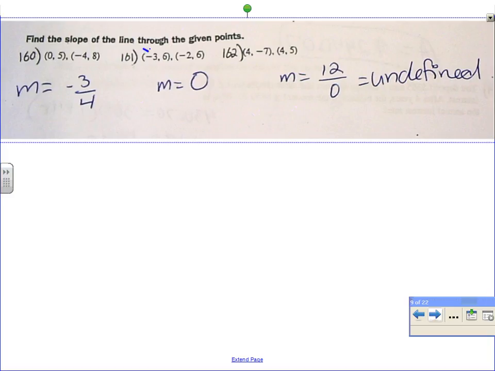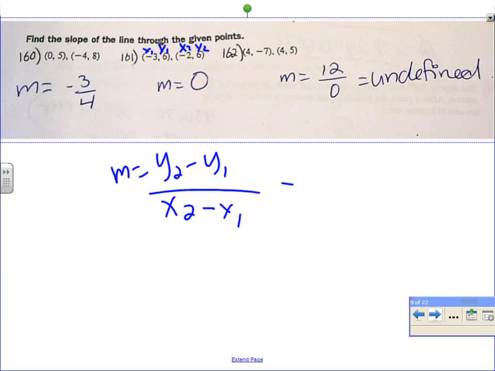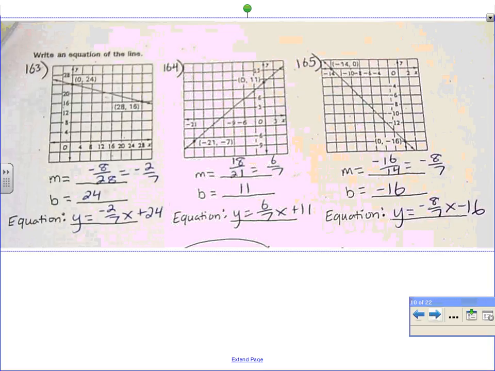No. x1, y1, x2, y2. Slope is y2 minus y1 over x2 minus x1. Did you do it backwards? Okay. You do 6 minus 6 over negative 2 minus negative 3. Okay. Flip over. 163. This was a tough one.